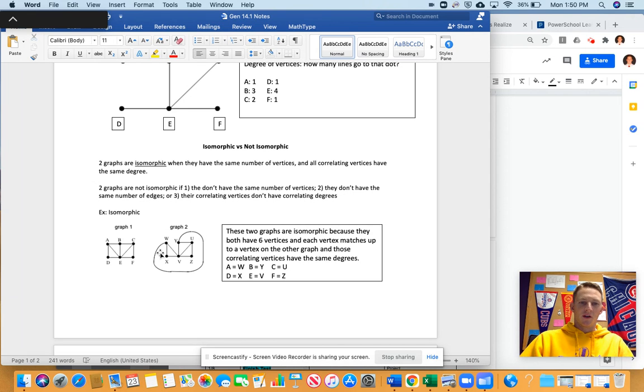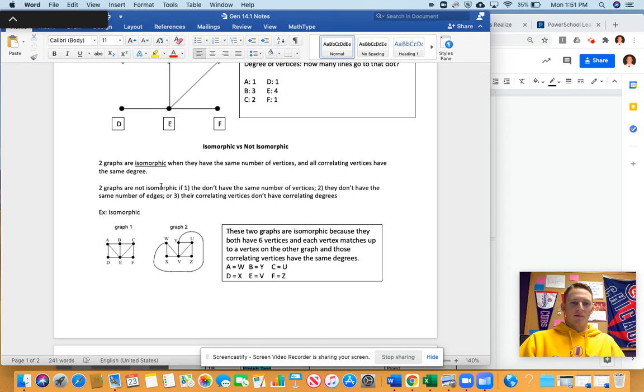And then the degree of every dot, so like the dot in the top left in this graph has 1, 2, 3 lines going towards it. And this dot in the top left has 1, 2, and 3 lines going towards it. Same thing as we go around, they all have the same number of lines going into those dots. So since they have the same number of dots and each dot has the same number of lines going into it, even though they don't look the same, they are isomorphic. That's all we care about for isomorphic.